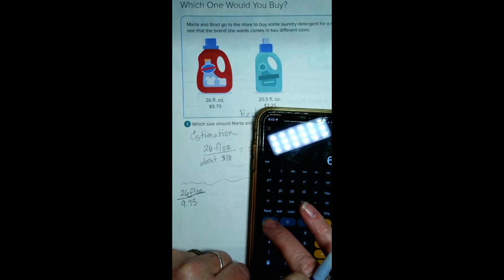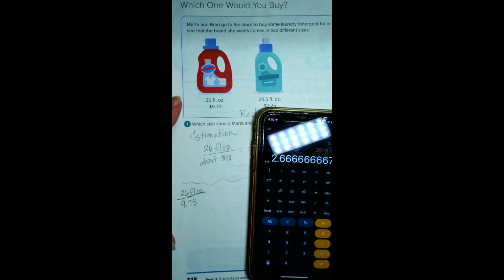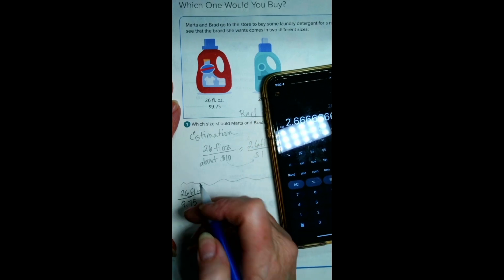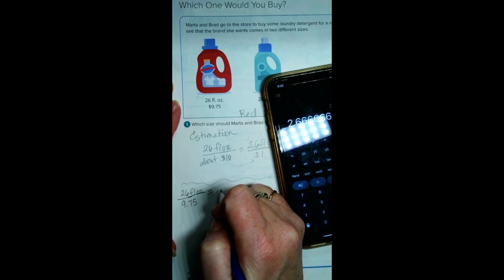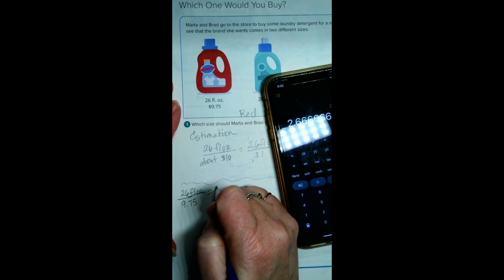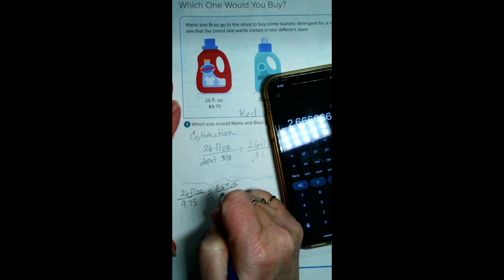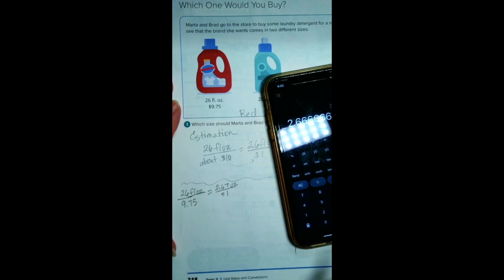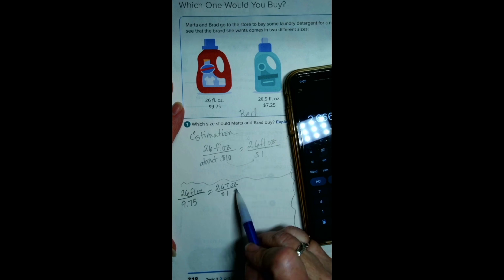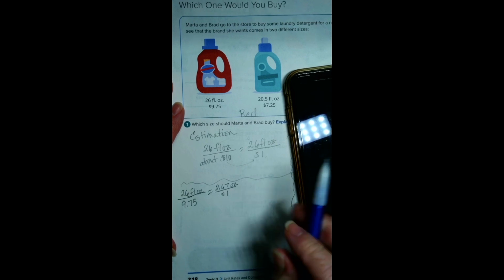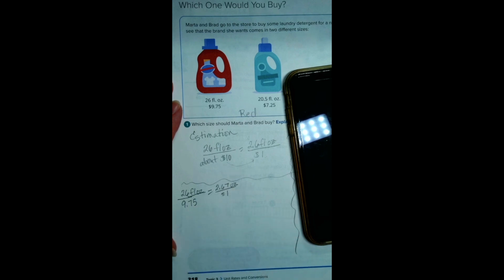So 26 divided by 9.75 gives us 2.6 repeating. So that's going to be about 2.67 ounces for every $1. And which is very close to our estimate. So we're pretty much on track there. But whenever we do a cost analysis, we always start with the money. So I shouldn't say always, we most always.